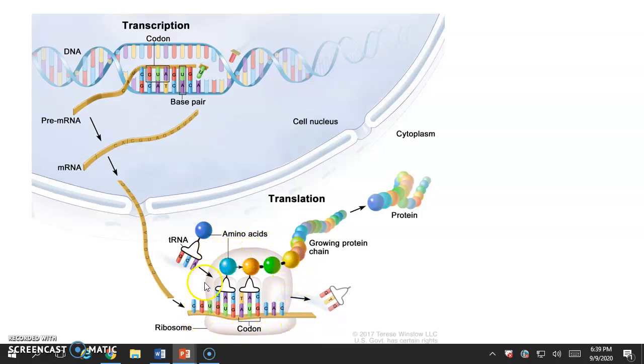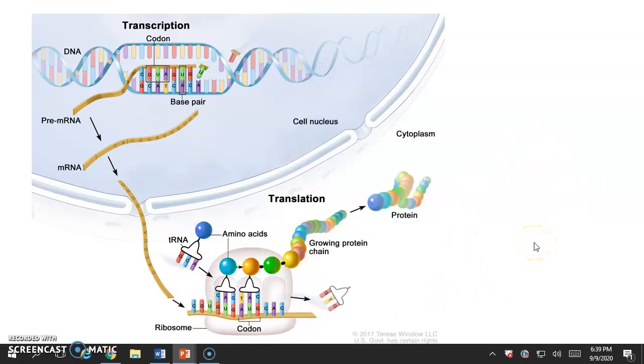And so this is showing a ribosome. There are actually two parts to a ribosome. So you get this part up here and this part down here. But that's where translation is going to happen, at the ribosomes that are in the cytoplasm.